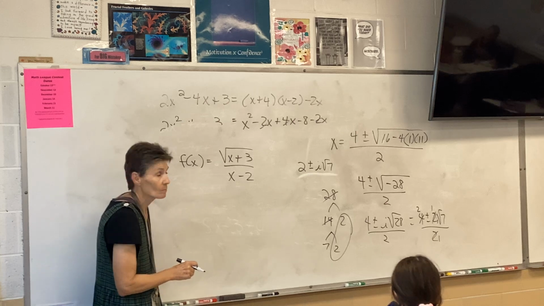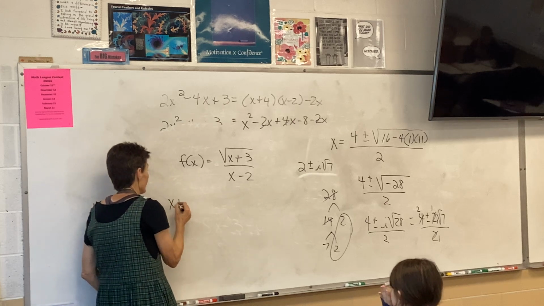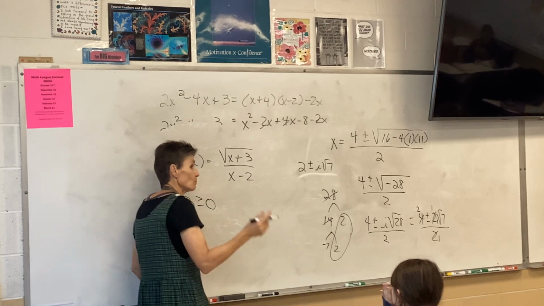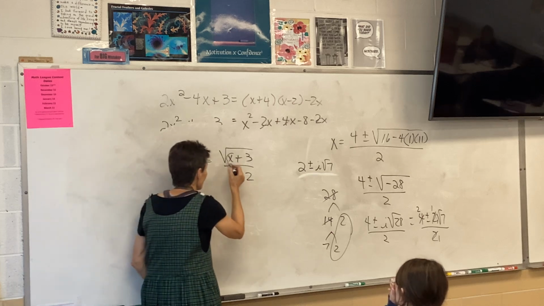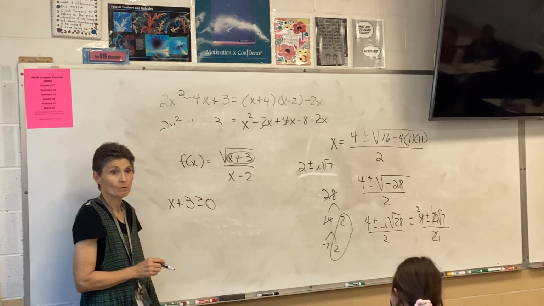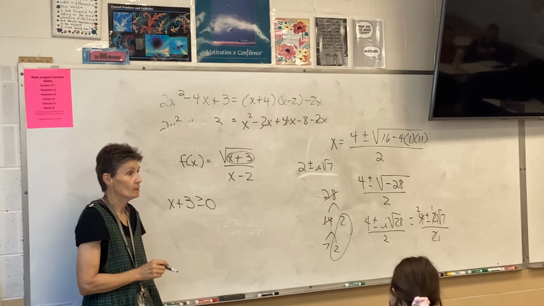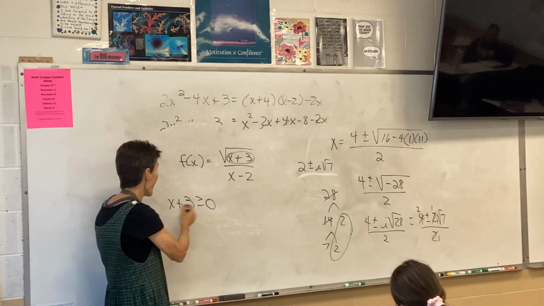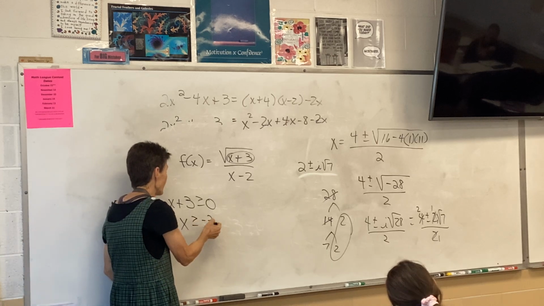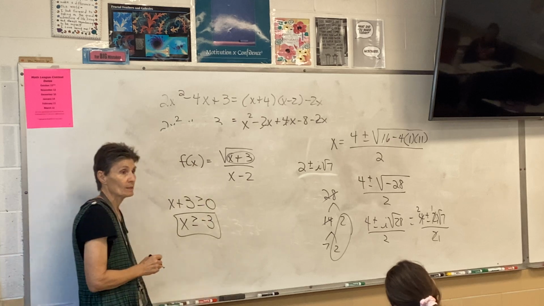So like the top would be x plus 3 is greater than or equal to 0. Yep. Jameson remembers that whatever is under the radical has to be greater than or equal to 0. So that tells me x has to be greater than or equal to -3.